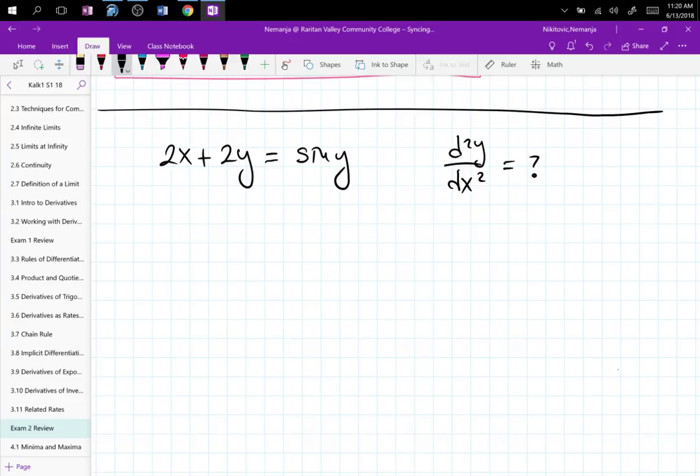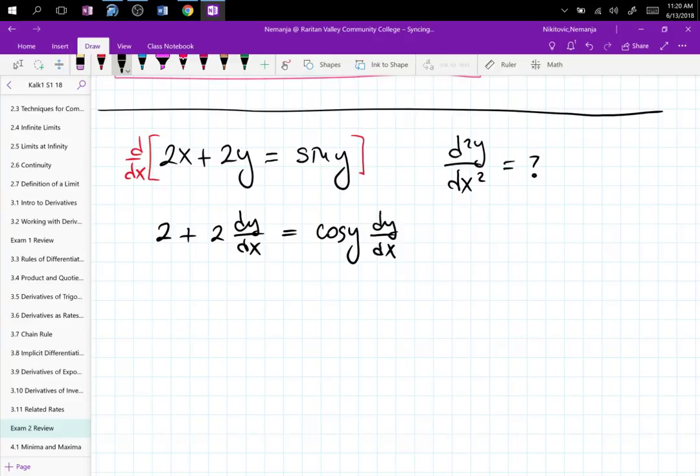All right? Start a new notebook. Let's go. We first have to find the first derivative with respect to x. And that would be simply 2 plus 2 dy dx is equal to cosine y dy dx. So we take derivatives term-wise. We do not have any product rule, chain rule, quotient rule, or any of those things. We do have the chain rule for dy dx every time we take the derivative of y, but other than that, we just plow through.